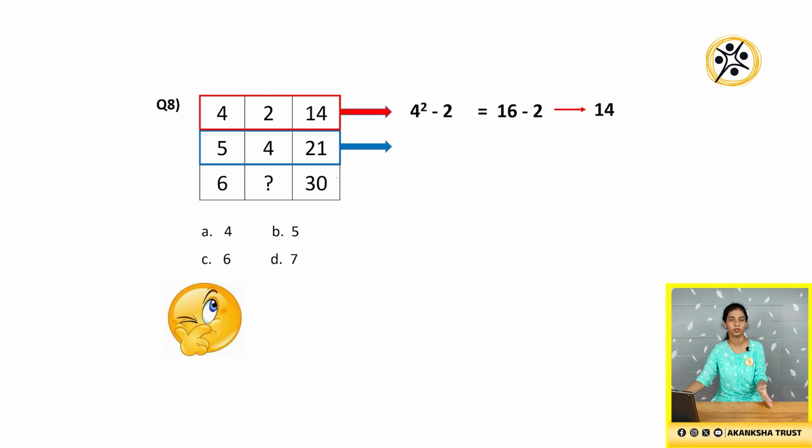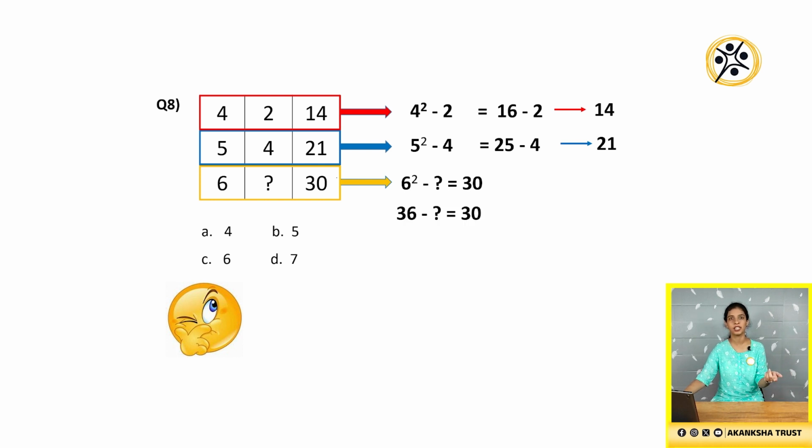You can further prove it from the second row entry, that is 5 square minus 4 should give you the answer 21, and it does give you the answer of 21. 25 minus 4 is 21. Now again we need to find this missing number in the third row entry, that is 6 square minus some number should give you the answer as 30. So what is that missing number?